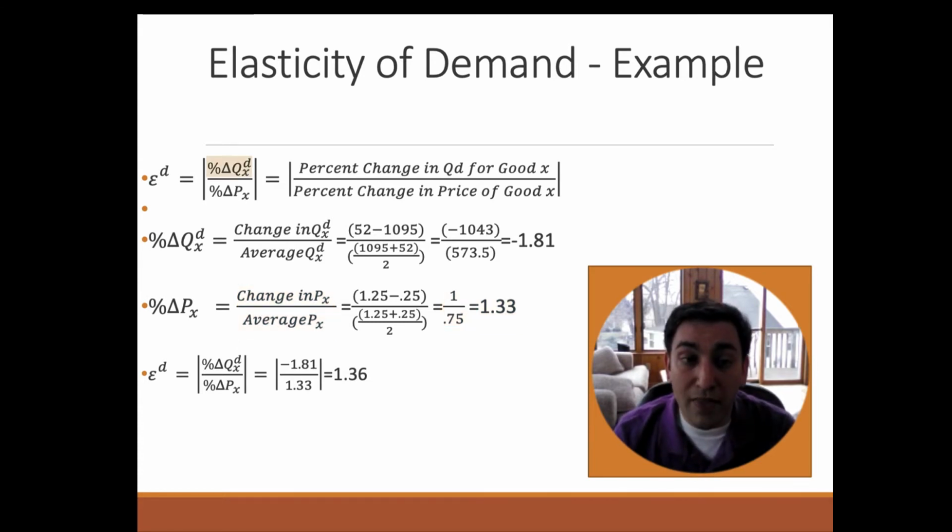Now I can just plug in this number, because it is the percent change in quantity demanded, in my numerator. And I could plug in this number, which is this number, in my denominator, and one divided by the other, take the absolute value, and I could get my elasticity.